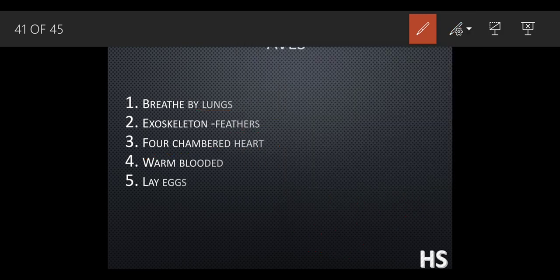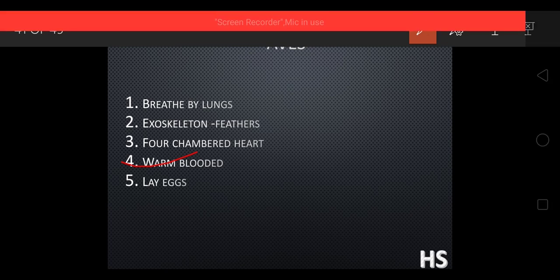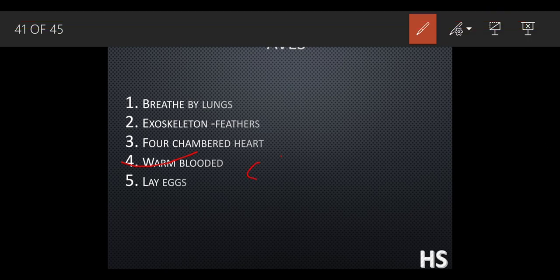They are warm-blooded animals. See, the previous 3 classes are cold-blooded, but these are warm-blooded. What does that mean? Warm-blooded means they are homeothermal in nature. What does homeothermal mean? The word homeo means same, and thermal means heat. Homeo means same, thermal means heat: same heat.